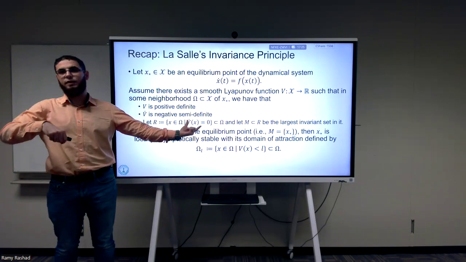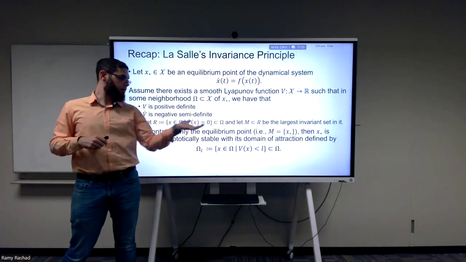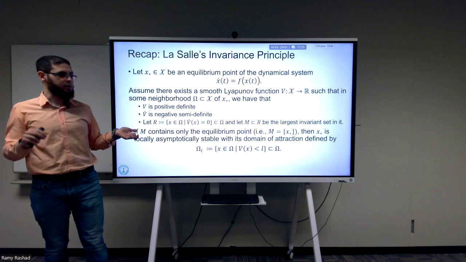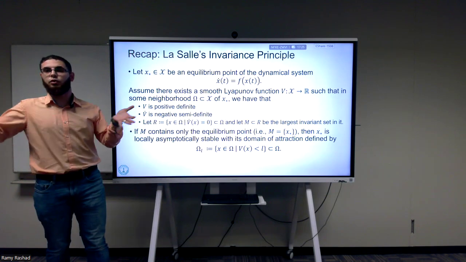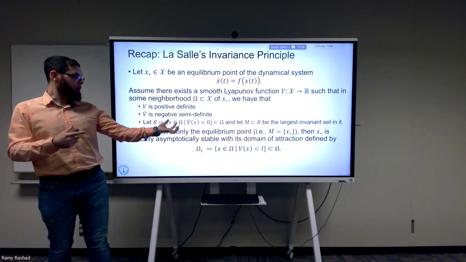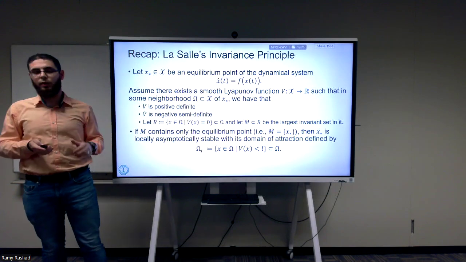And then we looked inside of this set R for the biggest invariant set M, and then the theorem goes as follows: if M contains only the equilibrium point you're interested in, then we can already show that we have local asymptotic stability. And again, if you can show that you have this R on all of the state space, then you can conclude global asymptotic stability.